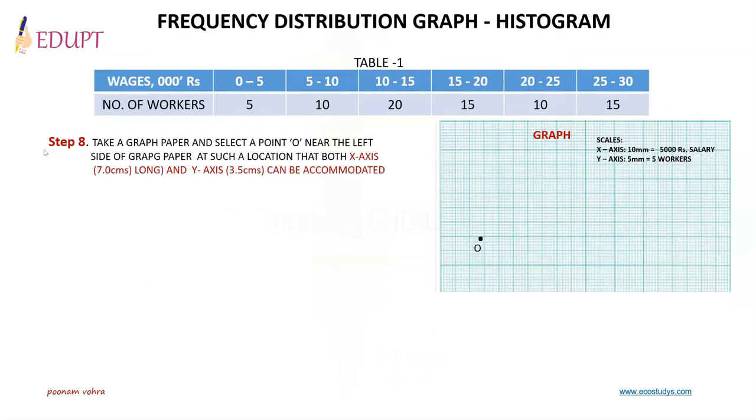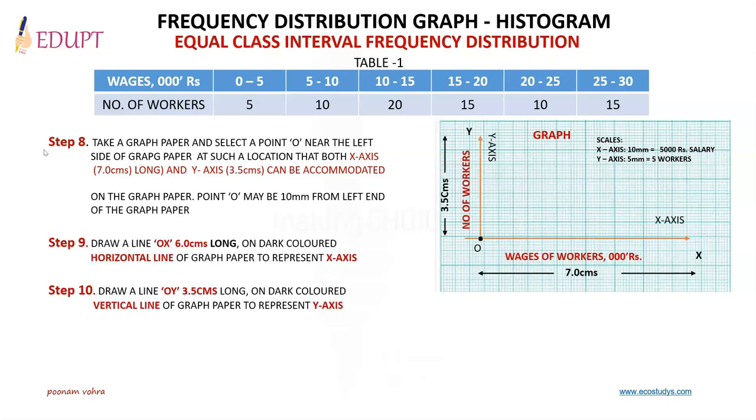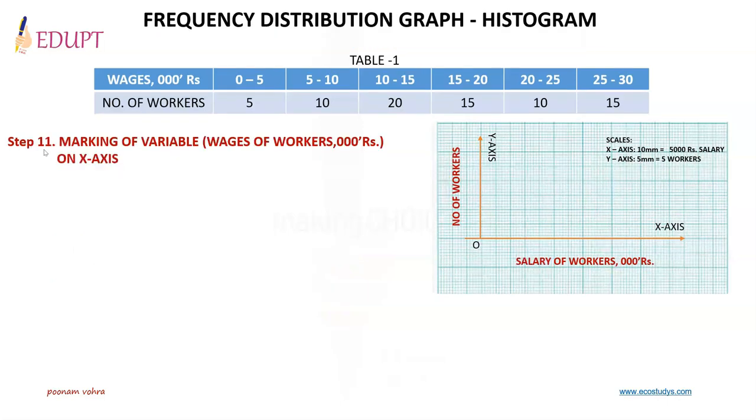Then further, you need to take a graph paper, select a point O near the left side of graph paper at such a location that both x and y axis can be accommodated easily, where x-axis is 7 centimeters long, y-axis 3.5 centimeters long. Now draw a line OX which is 7 centimeters long and draw a line OY which is 3.5 centimeters long. Then you need to mark the variable which is wages.